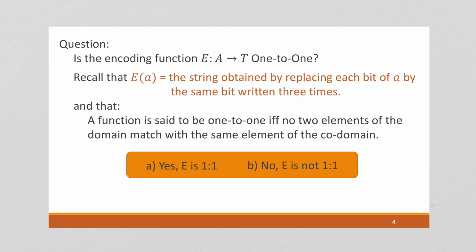So the question I want you to ask yourself is: is the encoding function E 1-to-1? Now remember, a function is said to be 1-to-1 if no two elements of the domain match with the same element of the codomain. So can we ever have two different inputs get the same output with our encoding function? No, we can't, which means that this should be 1-to-1. So on this next slide, we're going to prove this.